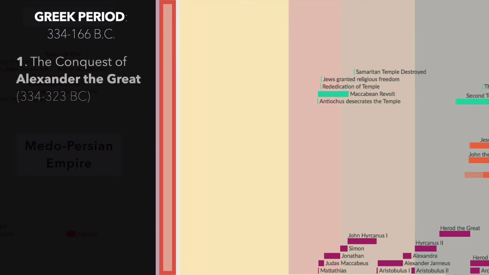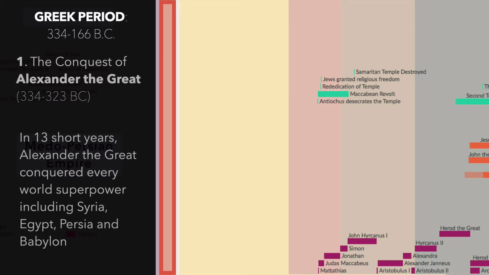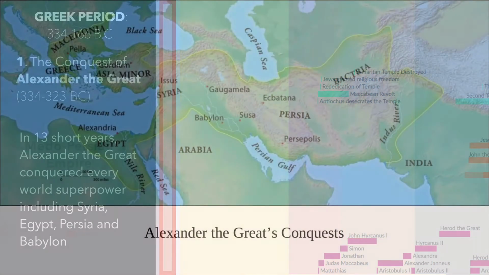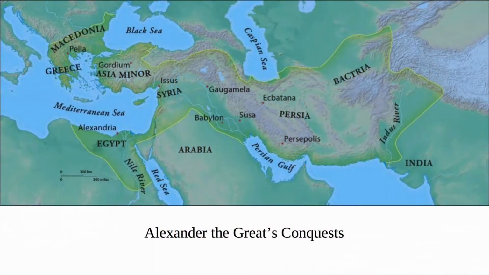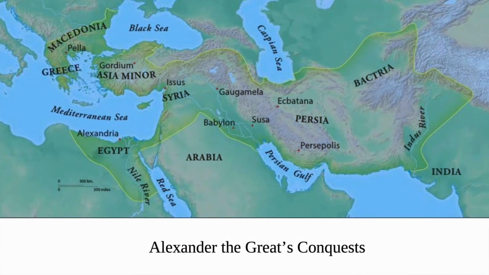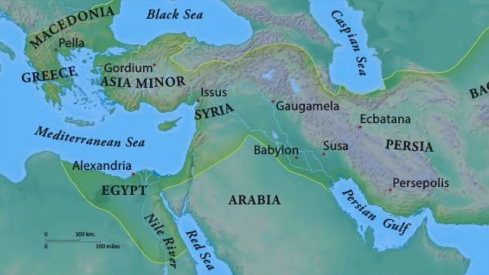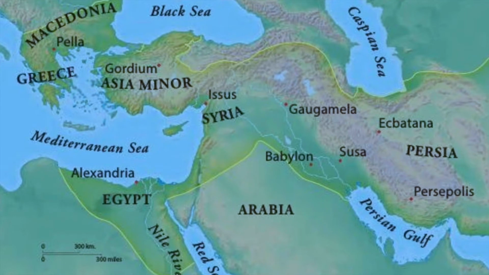So the first one was the conquest of Alexander the Great from 334 to 323 BC. This was basically 13 years where Alexander the Great conquered every world superpower, including Syria, Egypt, Persia, and Babylon. So this was an incredible feat of military conquering, because in 13 years, Alexander the Great essentially conquered the known world. So this map comes from the Four Portraits book. And if we zoom in a little bit, you can see the vast expanse that Alexander the Great was able to conquer in a very short period of time.